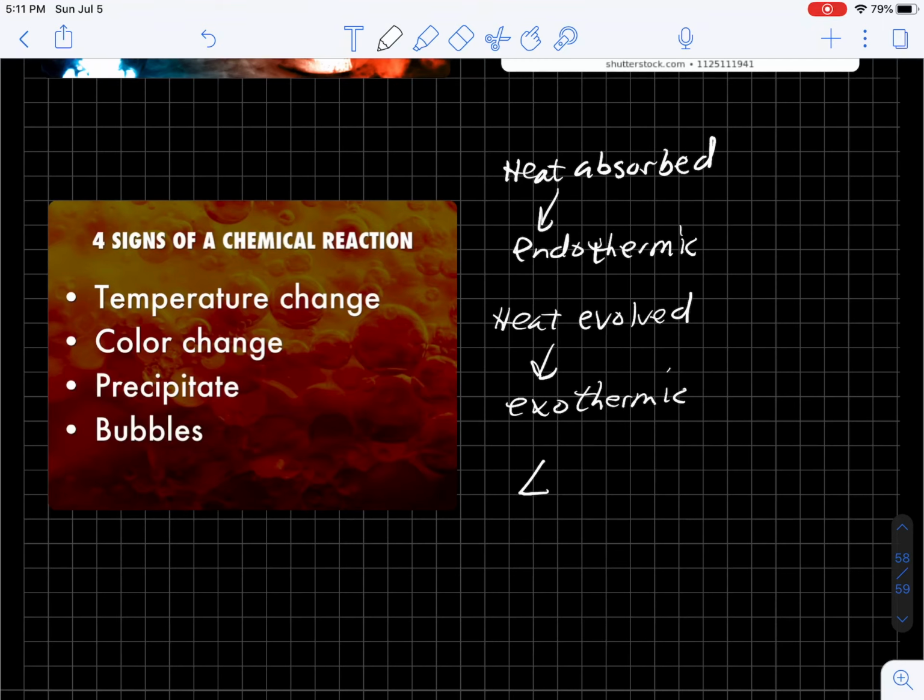So heat is exchanged. There is a heat change, and that heat exchange we call delta H, which is something called enthalpy. We'll get to enthalpy later.